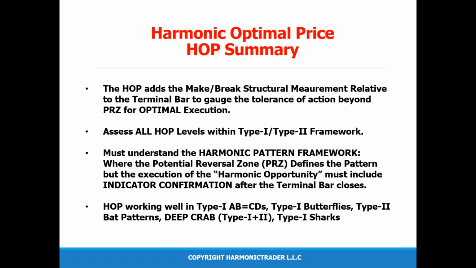Again, we have to assess this all within the type 1, type 2 framework. So if you're not clear on type 1, type 2, please look at the video, review it in the library, and understand the harmonic pattern framework. You have to understand what target 1, target 2 means. More importantly, we have to understand where in that PRZ the opportunity truly lies. So we have to include some kind of indicator confirmation. As I was showing HSI today, we can look at other situations, but we have to have some kind of indicator confirmation in those zones.